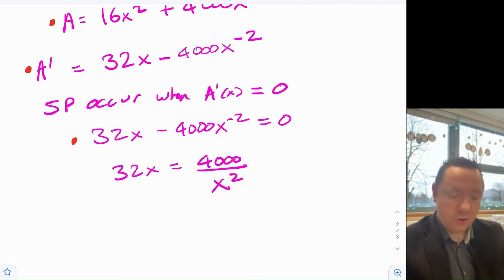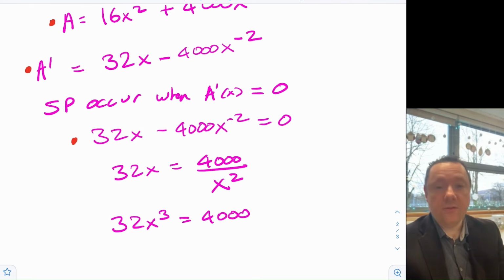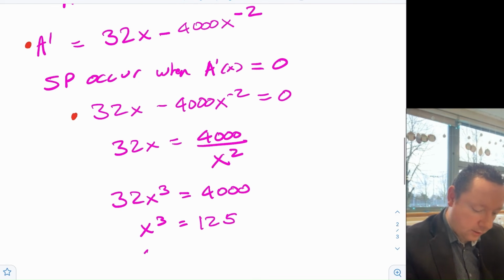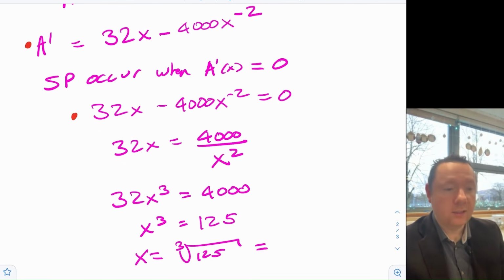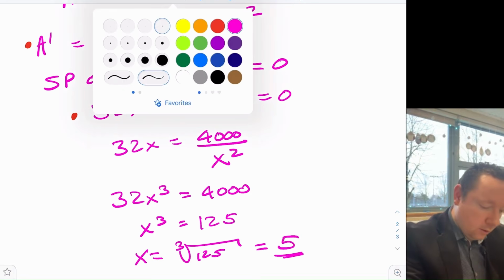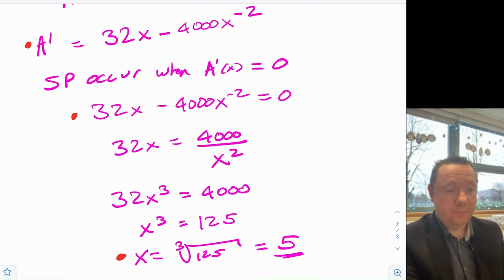So multiplying through by x squared, we get 32x cubed equals 4000. Dividing through by 32, 125. So x is the cube root of 125. There's only one answer to that. It is 5. So we now know that x is 5 is our turning point.